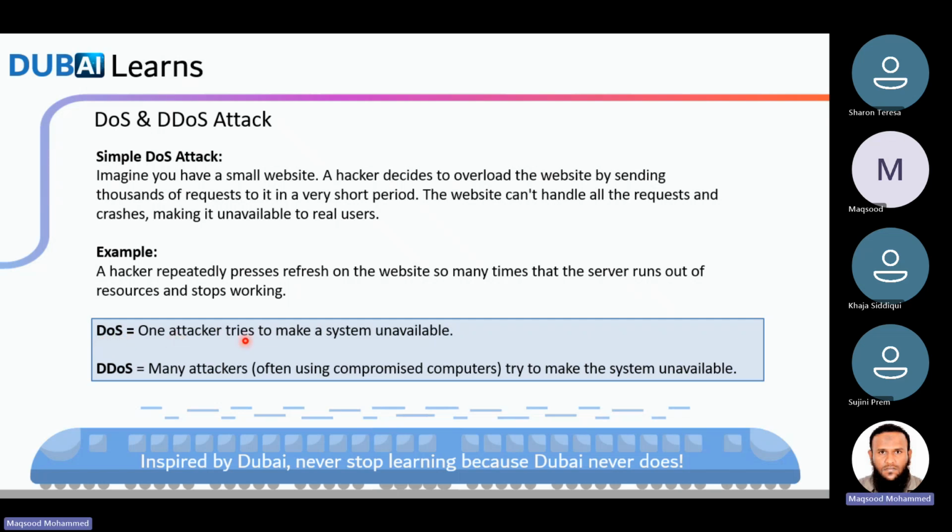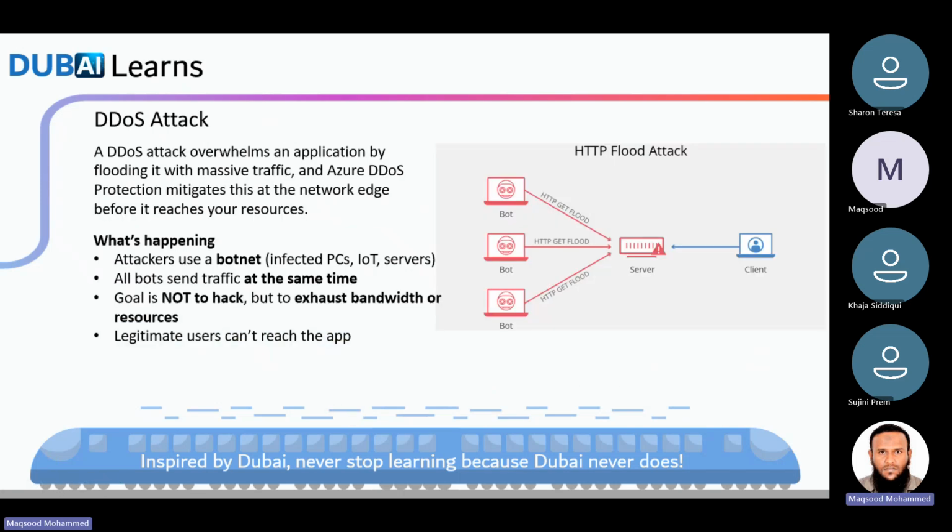DOS is one attacker trying to make a system unavailable. DDoS, many attackers, often using compromised computers, try to make the system unavailable. You must have heard of the many DDoS attacks which have brought down global services many times. So this is a sample diagram you can see here.